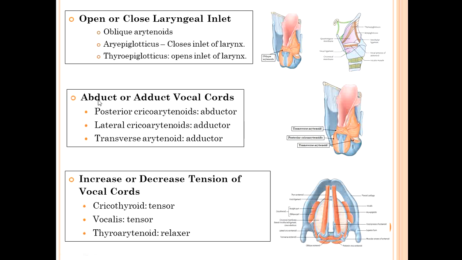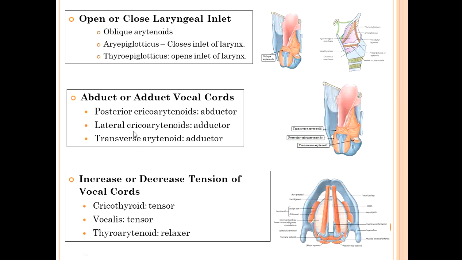Then what about abduction and adduction of the vocal cord? One muscle is here, the posterior cricoarytenoid. You can see it from the cricoid cartilage to the arytenoid. So it will pull like this, and it will abduct. That means the vocal cords are going away from each other.